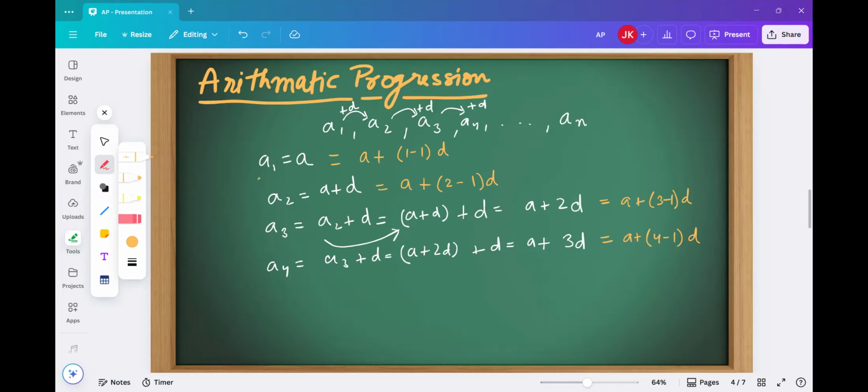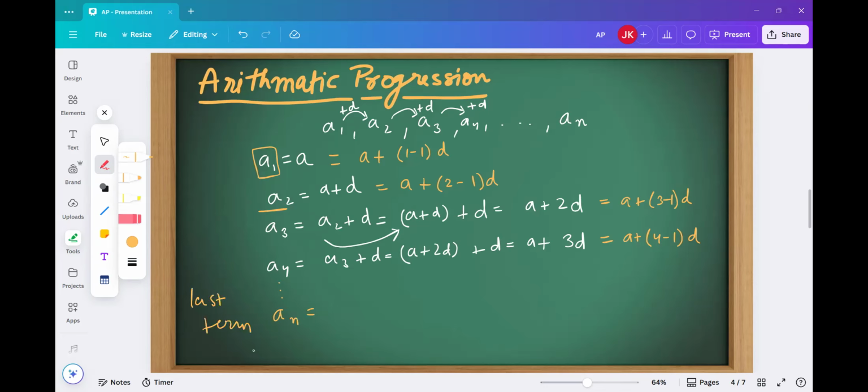When I was looking for A1, I'm subtracting 1 minus 1. When I'm looking at A2, I'm adding 2 minus 1 times D to A. When it's A3, I'm basically adding 3 minus 1 times D to A. Why am I doing this? I'm doing this to get a general expression for AN, which is our last term.